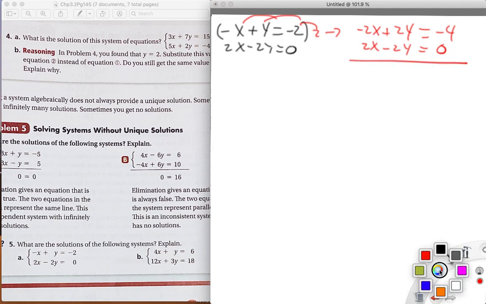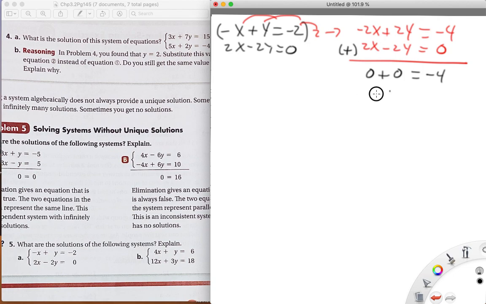So I'm going to add these. Here I have a 2 with a negative sign and a 2 with a positive in front, so I add these to eliminate. Negative 2x and 2x equals 0. 2y plus negative 2y gives me 0. Negative 4 and 0 gives me negative 4. So then my solution is 0 equals negative 4. This doesn't make sense.